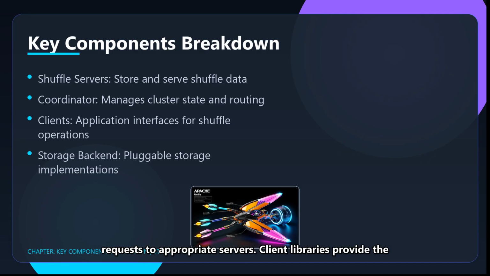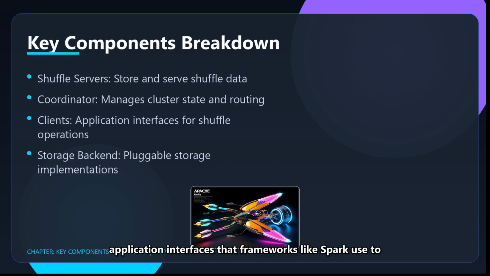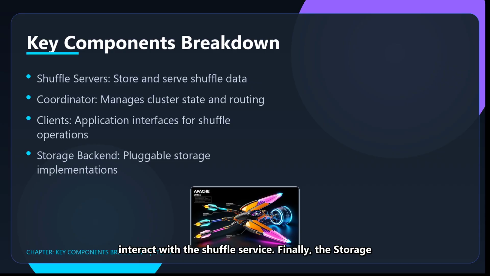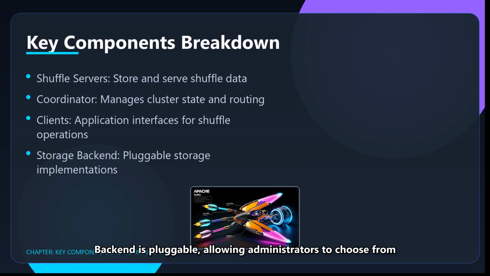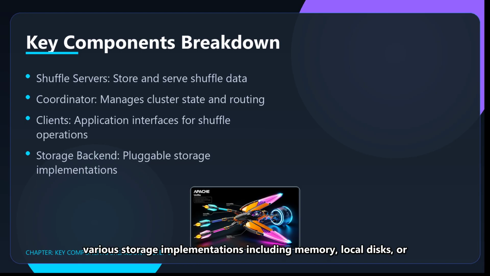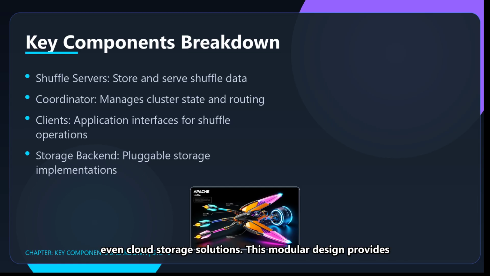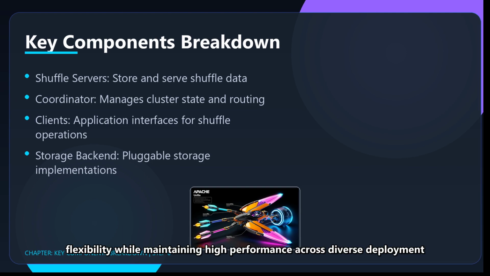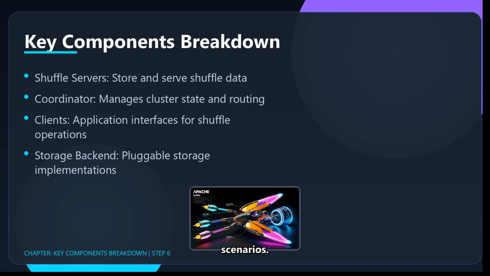Client libraries provide the application interfaces that frameworks like Spark use to interact with the shuffle service. Finally, the storage backend is pluggable, allowing administrators to choose from various storage implementations including memory, local disks, or even cloud storage solutions. This modular design provides flexibility while maintaining high performance across diverse deployment scenarios.